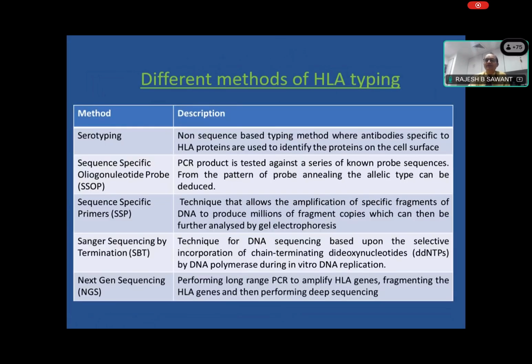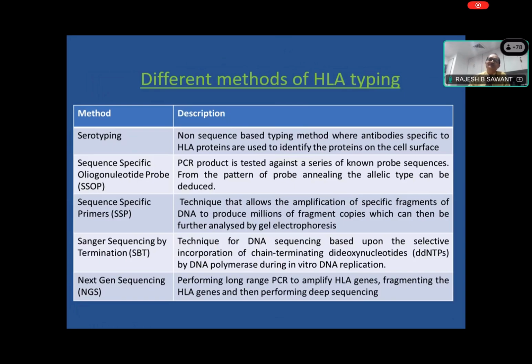If you look at the various methods of HLA typing, it has evolved with serology as the basic method of typing, which was non-sequence based typing, where antibodies specific to HLA proteins were used. The typical 96-well platform was used for manual serotyping. Long back when I used to work at Tata Memorial Hospital, I have seen the senior scientists do serology typing for HLA in our laboratory.